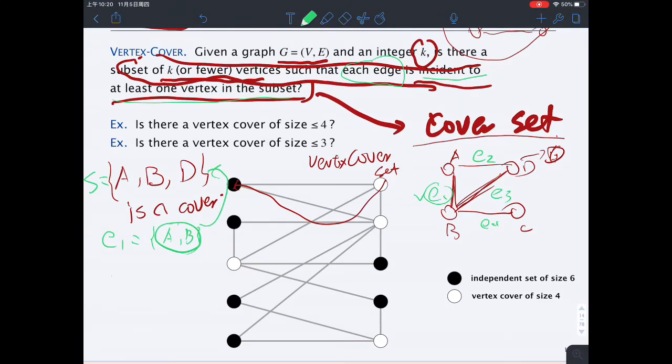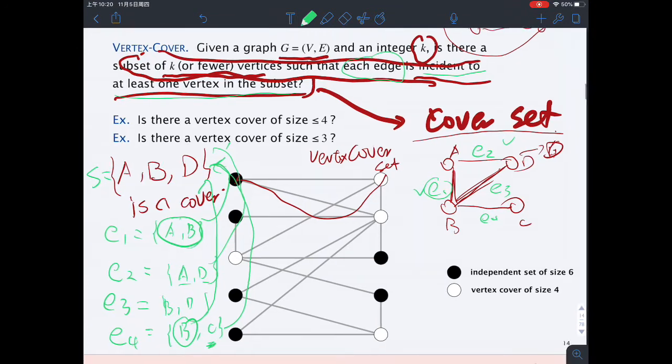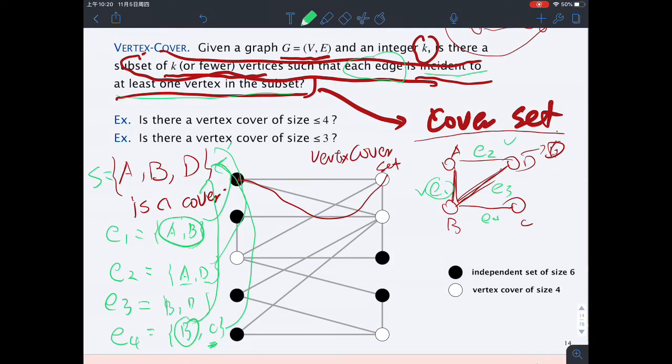So, and we do the same thing, right? So we look at E2. It's A and D, and A and D are both in this set. So E2 is also good. And then if you look at E3 and B and D, it's also good. The only a little bit more interesting thing is in B and C. While C is not in this cover, we know that B is in this cover, right?